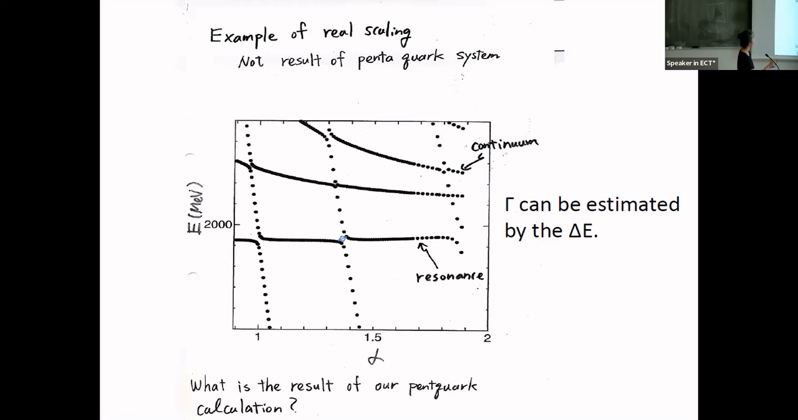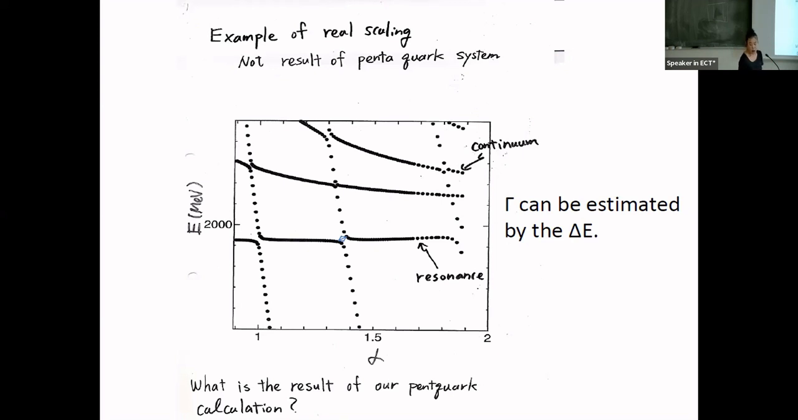And then you can see this is a continuum state. In the continuum state, you can see the decay into some threshold, but the resonance state is stable with respect to the scaling parameter. So in this way, we use the real scaling method.